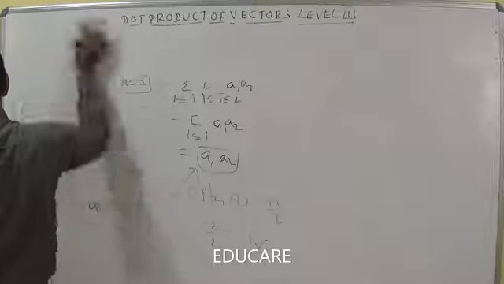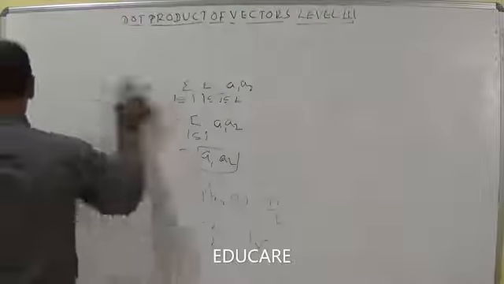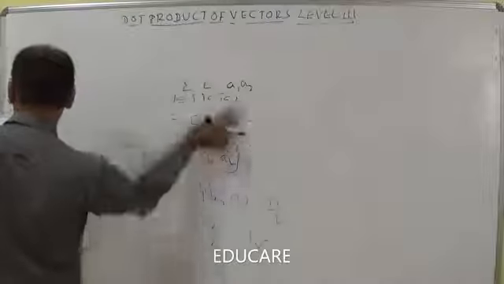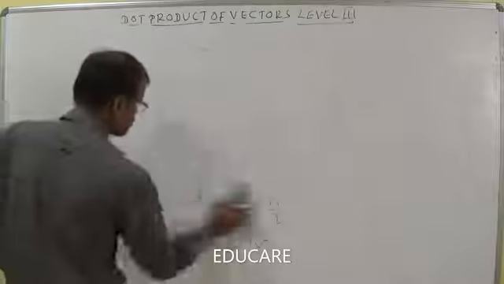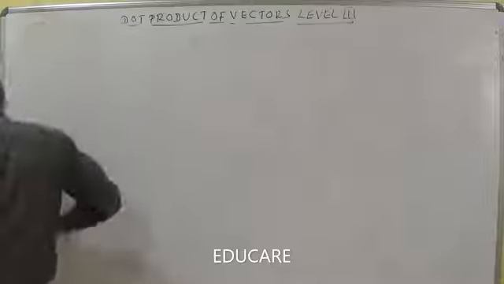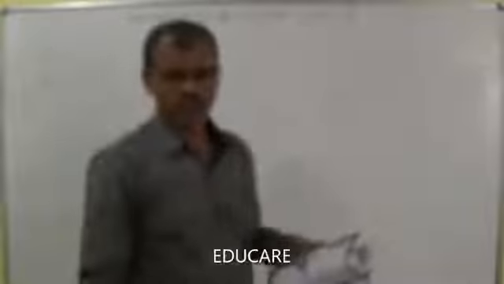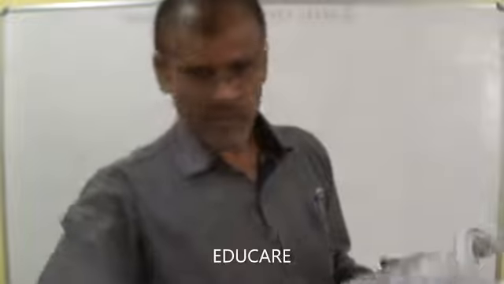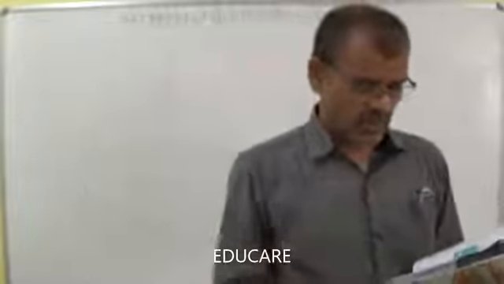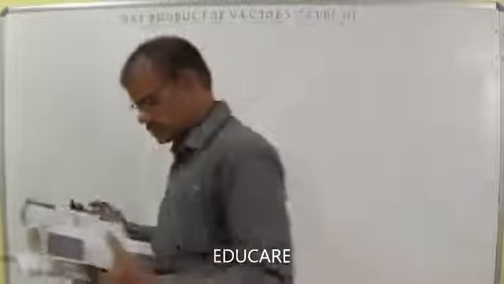Level 3, second question. The value of a for which the angle between two vectors is given. The vector a bar is given, a bar is equal to 2a square i.